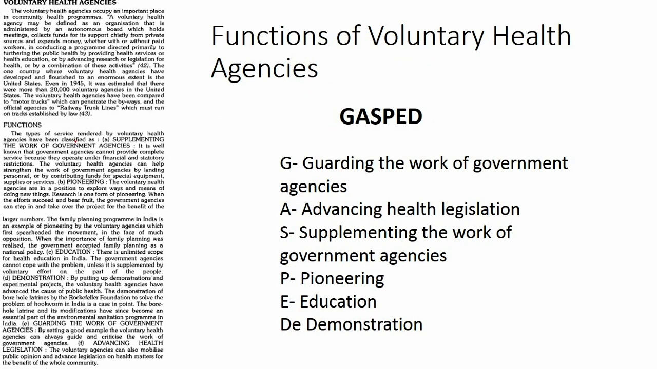Now we are with the last mnemonic, that is functions of voluntary health agencies. For the functions of voluntary agencies, we have so many functions: supplementing the work of government agencies, pioneering, education, demonstration, guarding the work of the government agencies, advancing the health legislation. So here we can remember this with the mnemonic GASPED. G stands for guarding the work of the government agencies, A stands for advancing health legislation, S stands for supplementing the work of government agencies, P stands for pioneering, E stands for education, D stands for demonstration. So this is GASPED for functions of voluntary health agencies.